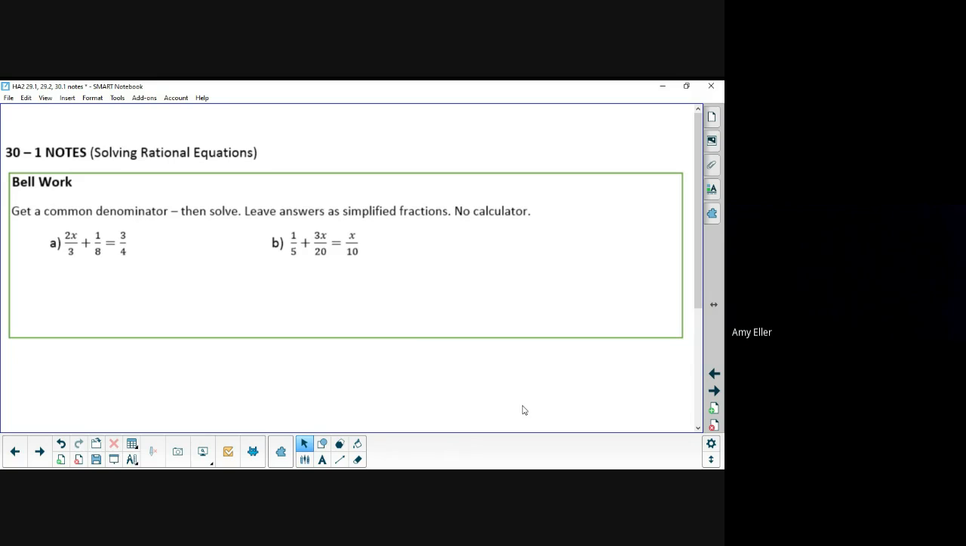Since we're solving, likely you get an answer. You could probably plug it back in if you have time and know that you got it right.